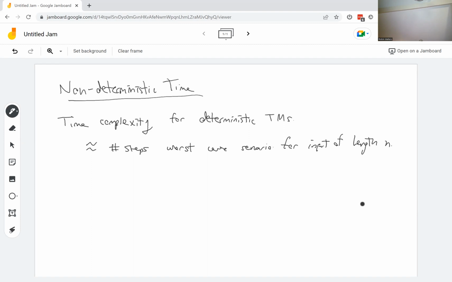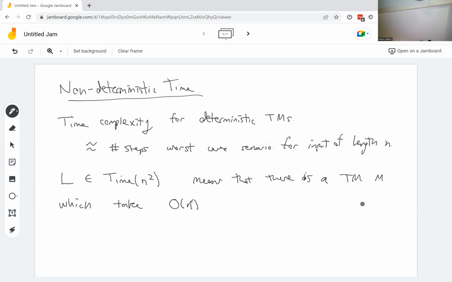So for example, saying that some language L was in the time class n squared means that there is a Turing machine which takes order O(n) squared steps for inputs of length n.